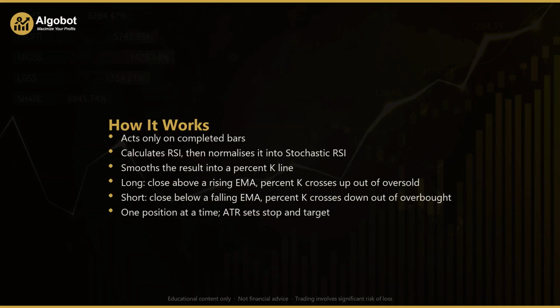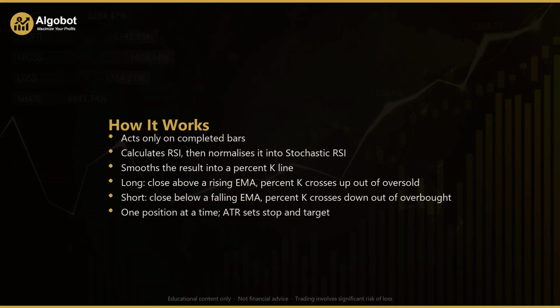Let's walk through the mechanics step by step, exactly as the code executes them. The expert advisor works on completed bars only. On each new bar, it looks at the bar that just closed and updates its calculations, so it isn't reacting to unfinished, flickering candles. The first calculation is the RSI, using a default length of 14. That RSI series is then fed into the stochastic RSI. The strategy looks back over the most recent 14 RSI values, finds their highest and lowest points, and normalizes the latest reading into that range.